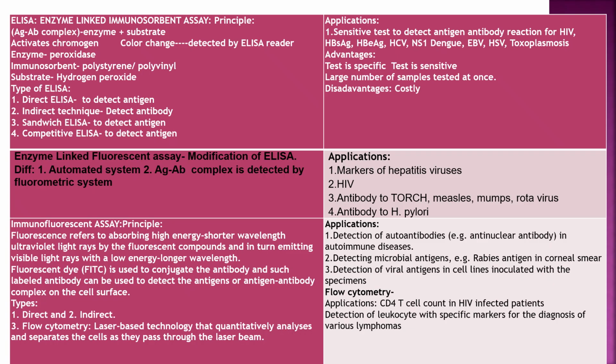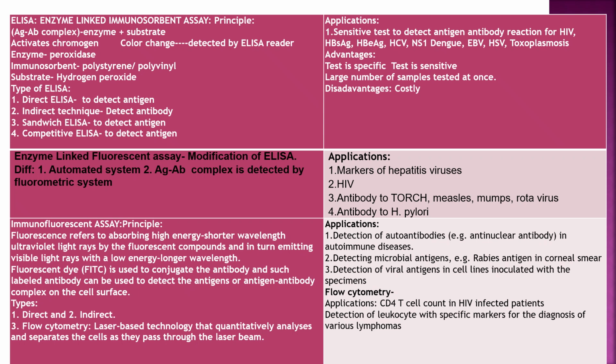Fluorescent dye is used to conjugate the antibody, and such labeled antibody can be used to detect the antigen or antigen antibody complex on the cell surface. Types: direct, indirect. Flow cytometry is a laser-based technology that quantitatively analyzes and separates the cells as they pass through the laser beam.